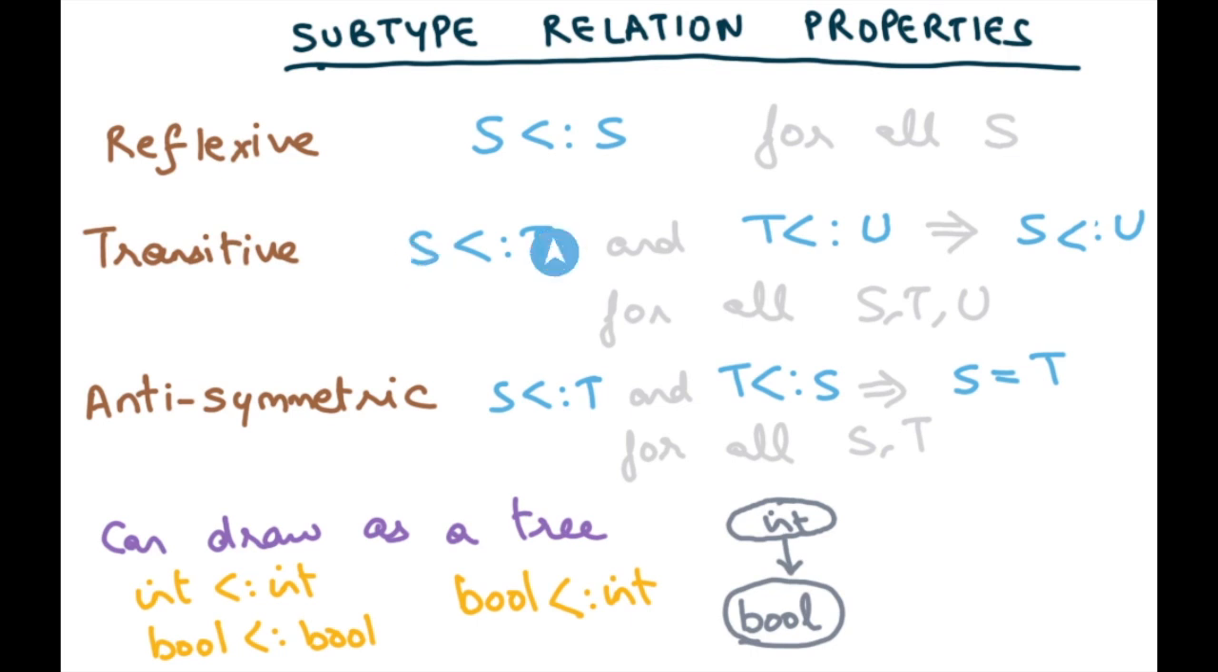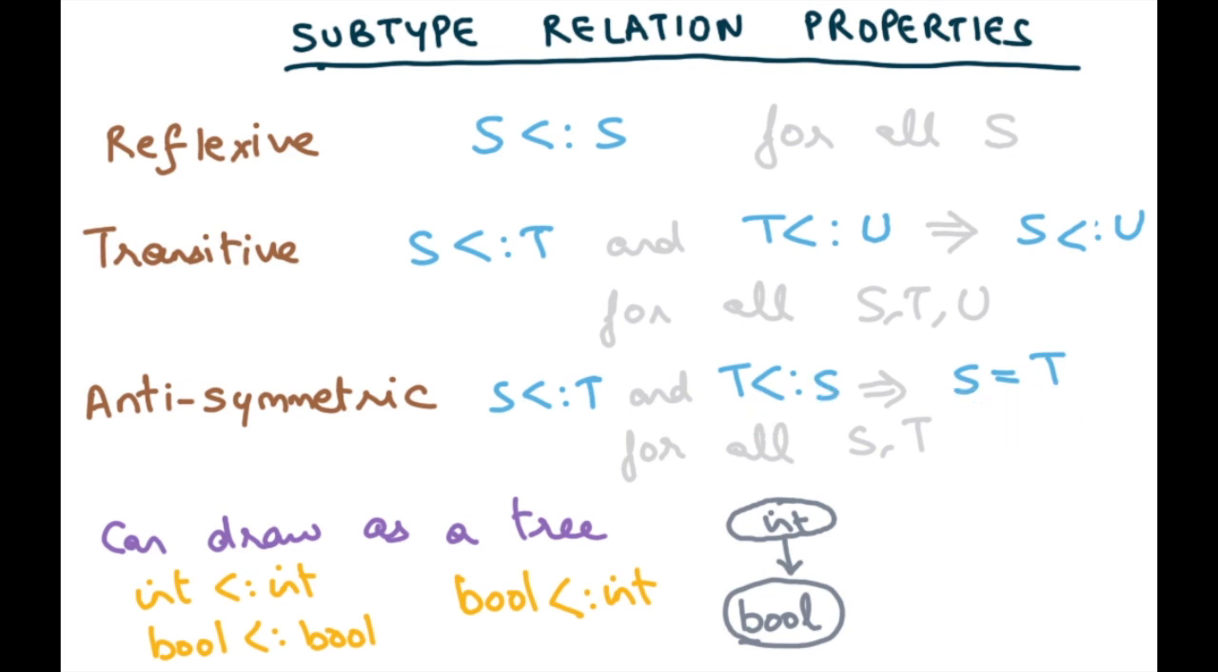Transitive. If S is a subtype of T and T is a subtype of U, that basically implies S is a subtype of U for all possible types S, T and U. Once again, this follows from definition. If a term of type S can be used anywhere where a term of type T was expected, and a term of type T can be used anywhere where a term of type U was expected, then transitively a term of type S can be used anywhere where a term of type U was expected. And finally, a subtype relation is antisymmetric, which basically means that if S is a subtype of T and T is a subtype of S, then they should essentially be the same type.